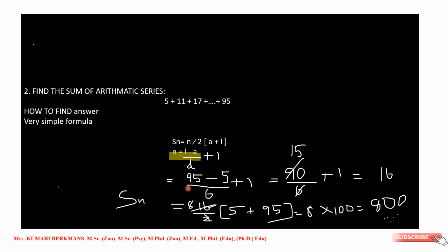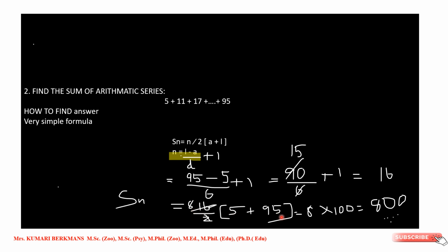Plus 1 is equal to 95 minus 5, which is 90, divided by 6, plus 1. So if you cancel this, we get 15. So 15 plus 1 is 16. So now we have found n. So Sn is equal to n, which is 16, divided by 2, times 5 plus 95. If you strike this 2 against this 16, we get 8.